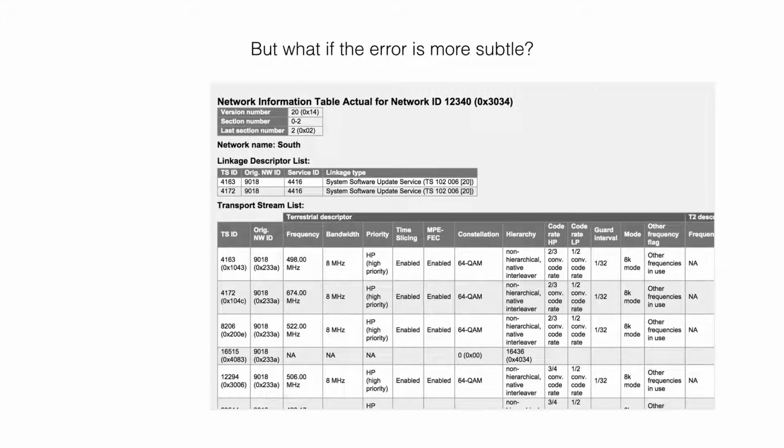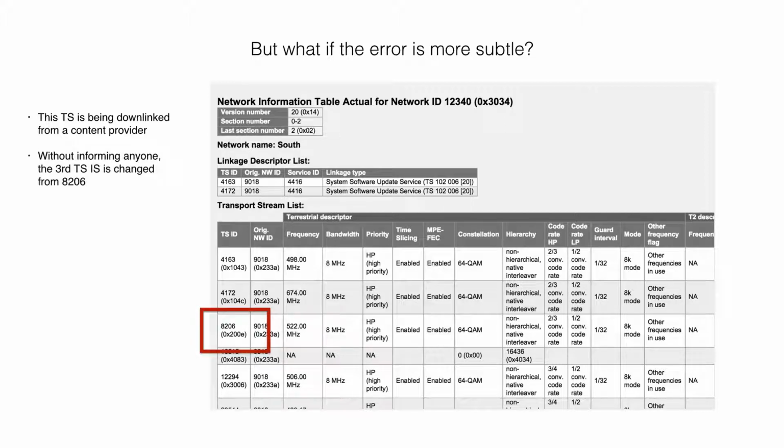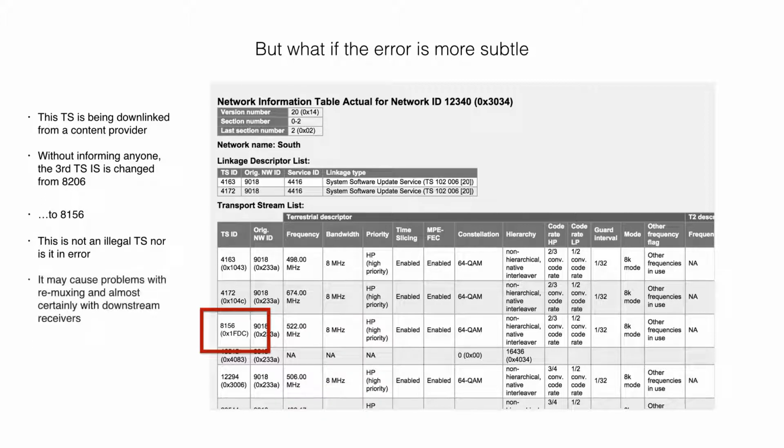But what if the error is a bit more subtle? Let's take a look inside the NIT. Imagine, for example, we're downlinking several transport streams from a provider. The provider changes, for whatever reason, a service ID. He changes service ID 8206 to 8156, but forgets to tell his downstream customers. ETR 290 checking will not notice this, as there is actually nothing wrong with the NIT. We need some other tool in order to find this problem.